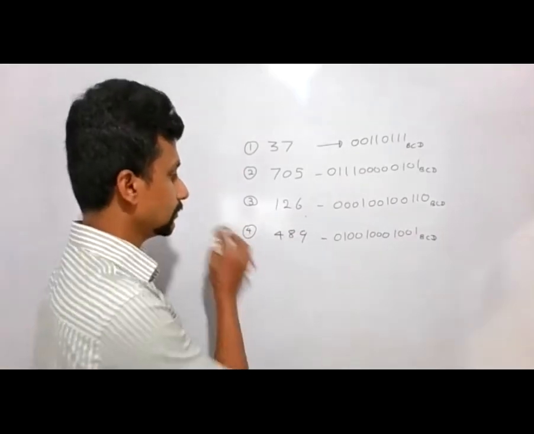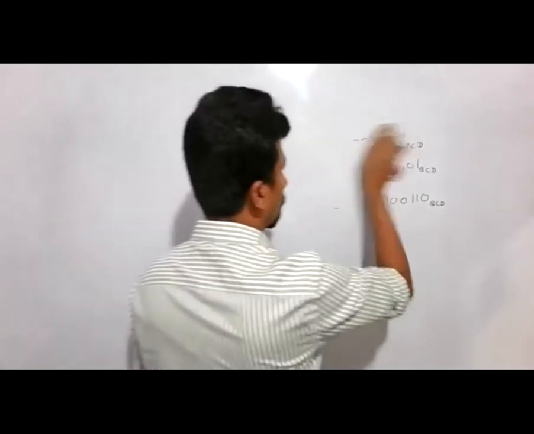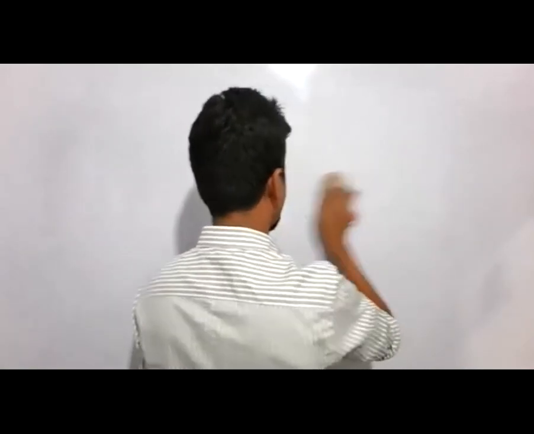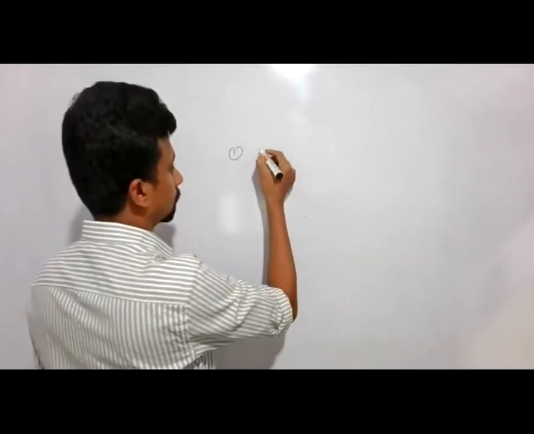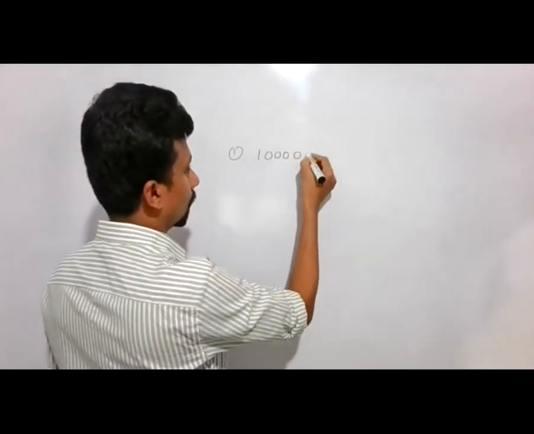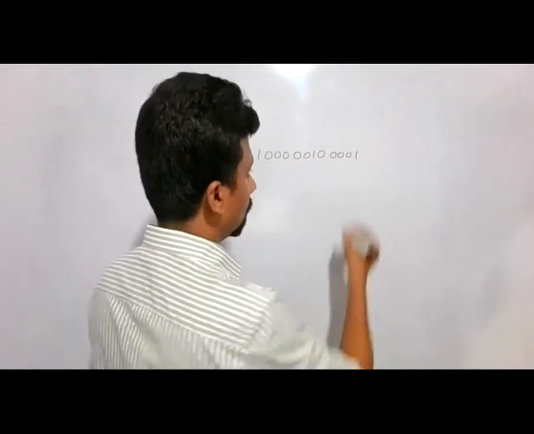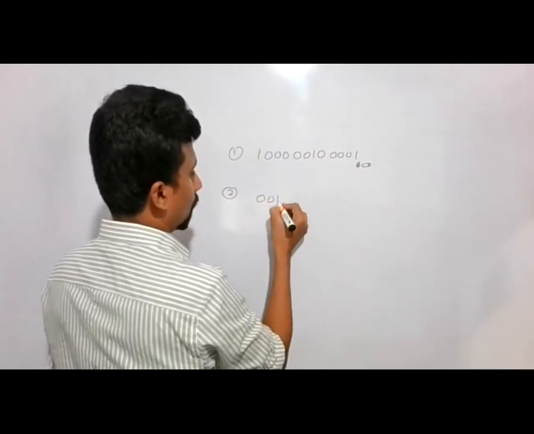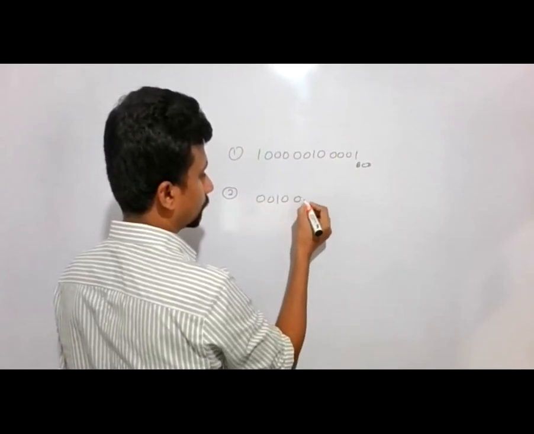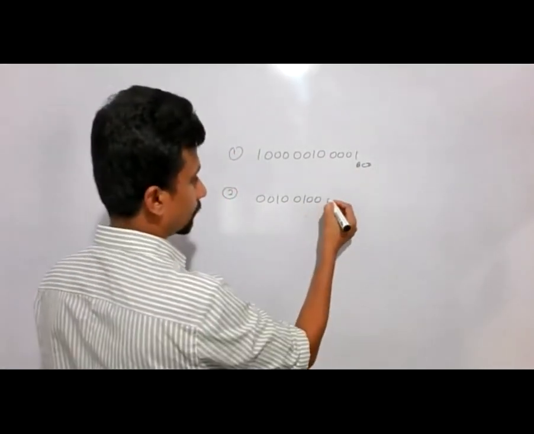Write down like this. Convert following BCD numbers to their relevant decimal values.